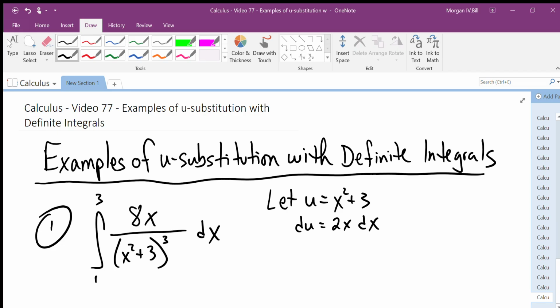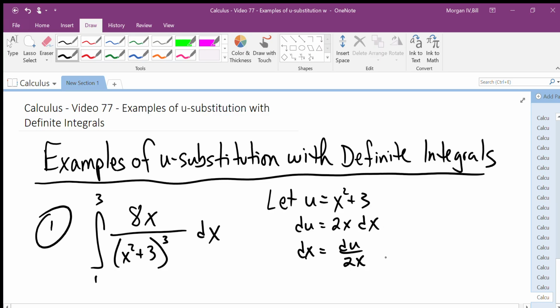Okay, I like that because the derivative of x squared plus 3 is 2x. That is another part of the problem, right? I have 8x in the problem. And so the good thing about that is when I solve for dx here, I get du divided by 2x. And when I replace dx with du divided by 2x, the 8x and 2x simplify so that I get 4 over 1, right? The x's cancel out. So that's good.